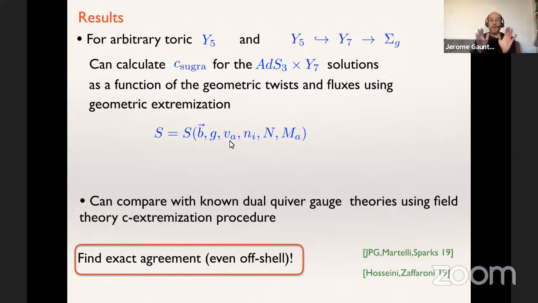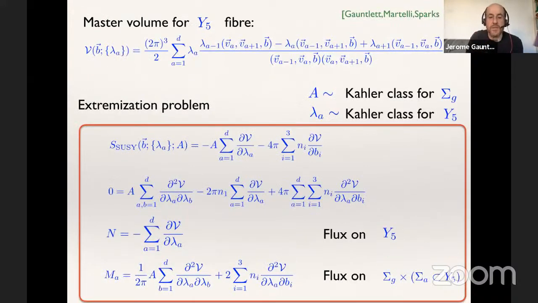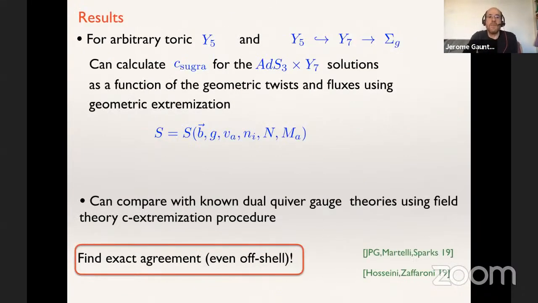So the main point about this, which is complicated if you haven't seen it before, is that everything is absolutely explicit and concrete. None of this abstract formalism that I was talking about before. So for arbitrary toric Y5 that goes into one of these fibrations to give a Y7, you can calculate the central charge explicitly. So this is a very big infinite class of examples.